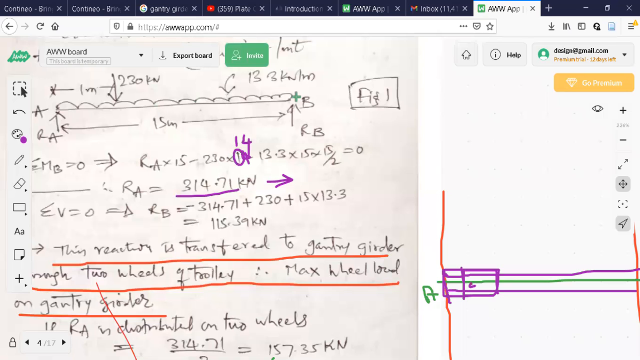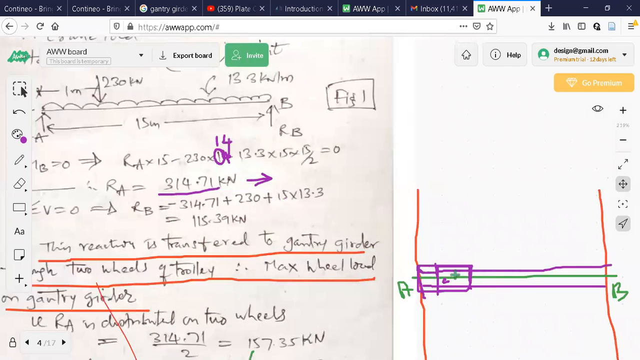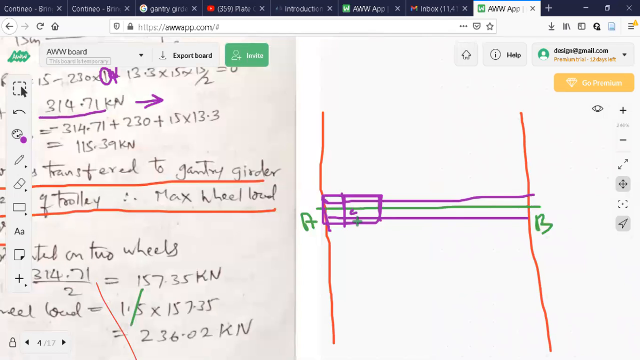Yes, sir. Final answer is correct, sir. Okay, moment is taken about B. I should write 4. That's all here. Answer is correct. No problem. No problem. You're right. So see here, observe now.